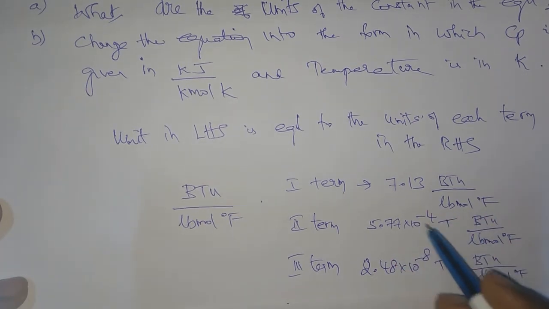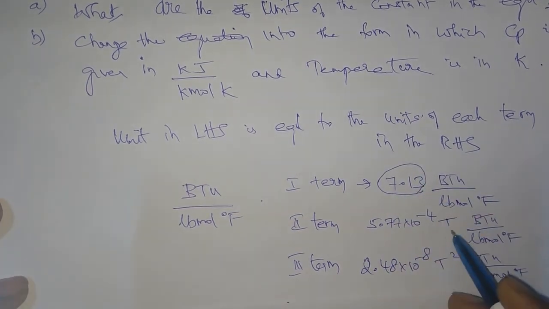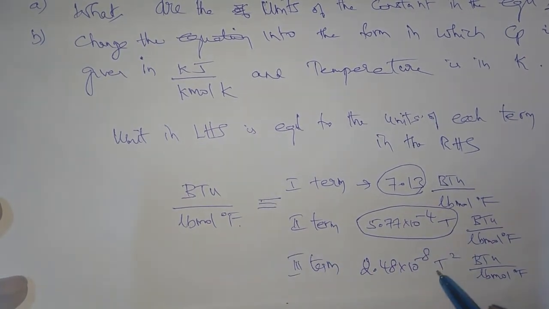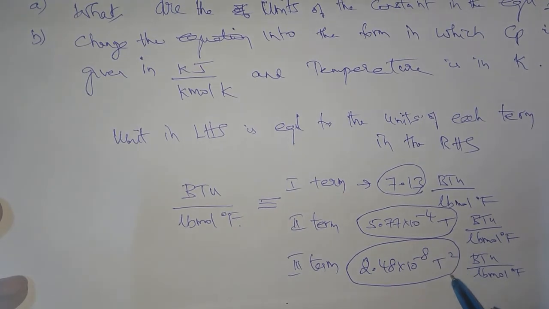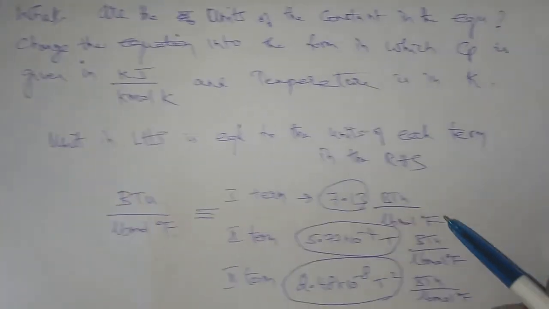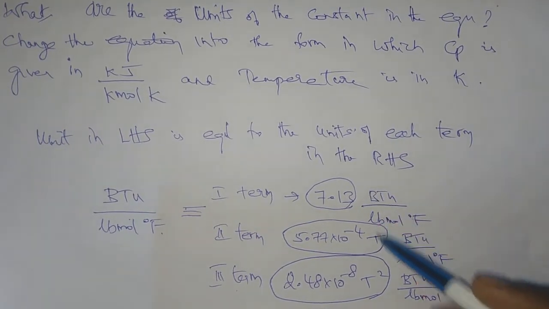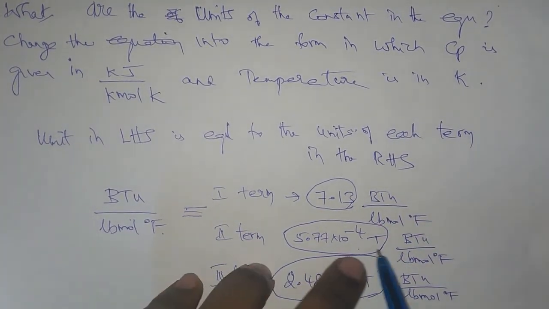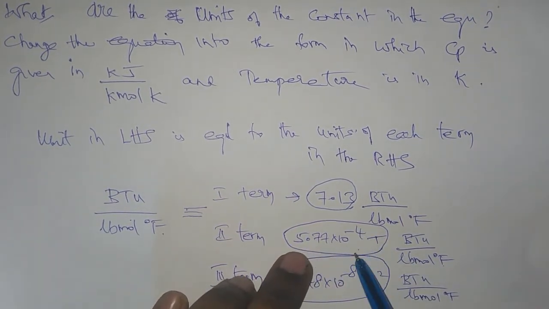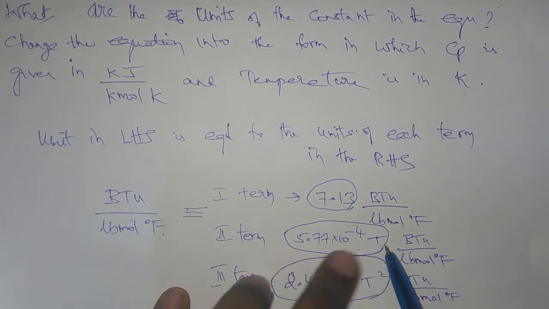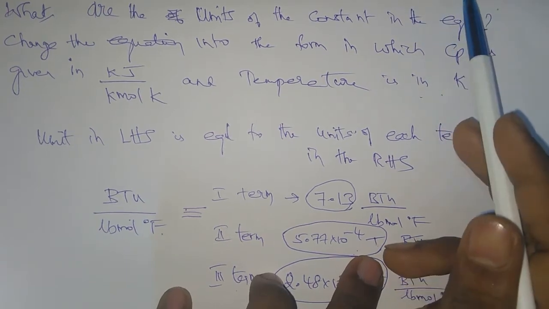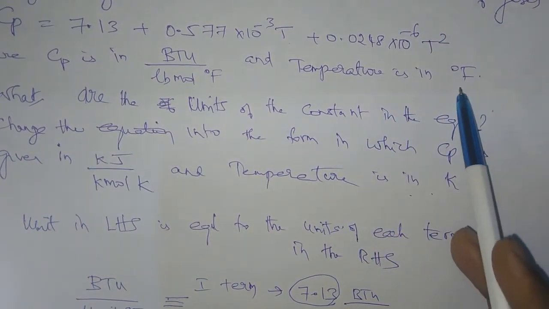So this is the unit of the total term, that is, here only the constant. Here including T, the unit will be equal to the left hand side. Here including T square, the unit will be equal to the left hand side. That's why we have written BTU per pound mole degree Fahrenheit for all the terms. Now including T, the unit is with degree Fahrenheit, which means without T, what should be the unit of this constant? That is the question. T is given in the question in terms of degree Fahrenheit.